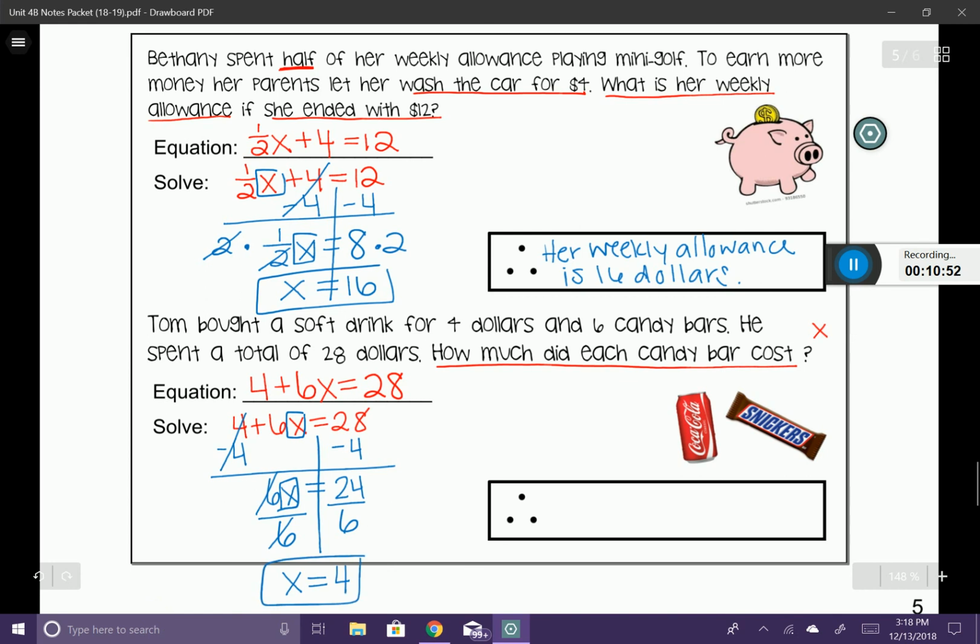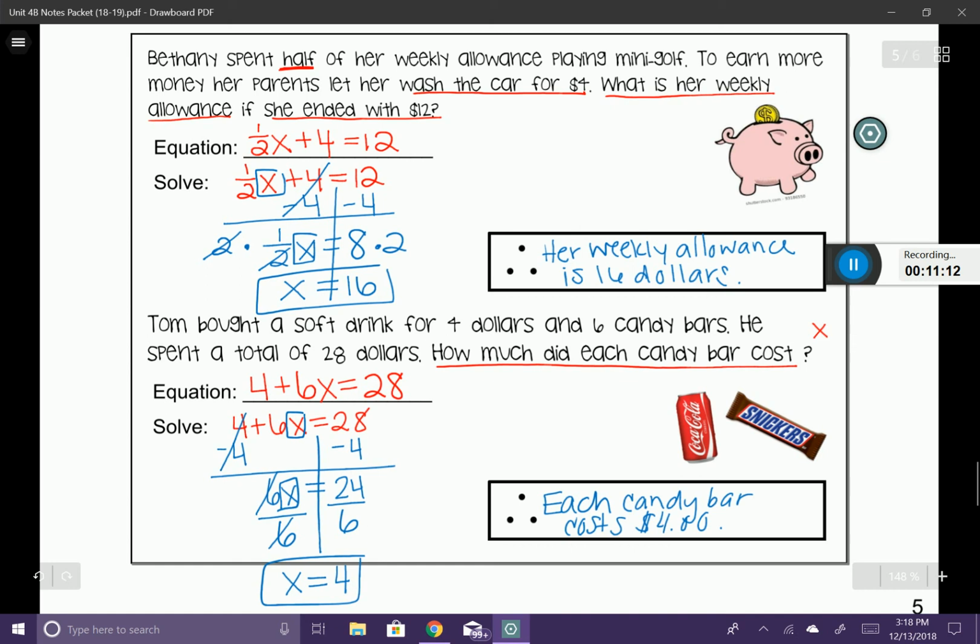So the question is, how much did each candy bar cost? Well, each candy bar cost $4. And we're done.